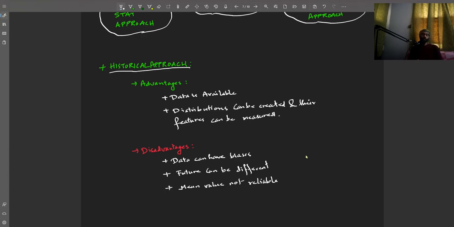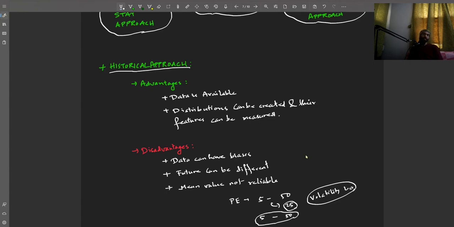Then the mean value is not reliable. For example, if you want to analyze the P/E ratio of the last 50 years, it may be ranging from 5 to 50. I'm just taking a guesstimate here. The mean may turn out to be somewhere around 25 or 30 or whatever, but that mean value may not be very reliable, because mean value over long periods of time only becomes reliable if the volatility is low. Here the P/E ratio may have a volatility from a value of 5 till 50. That is not a particularly low volatility, right?